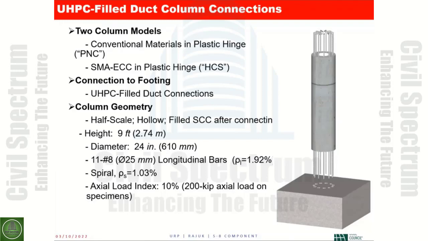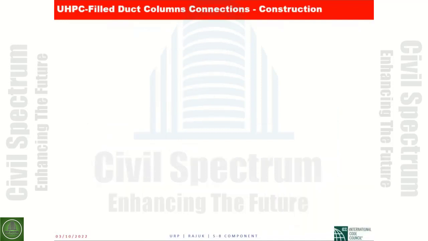This is the column model. So it's a pretty good size, and we're using relatively large bars, the diameter of 25 millimeter. The column itself was 610 millimeter diameter. And the rest of the design was sort of conventional. We designed it to have enough confinement steel. So lateral reinforcement was over 1%. And the axial load that we applied on the column was representative of the type of axial load that we get in bridge columns.